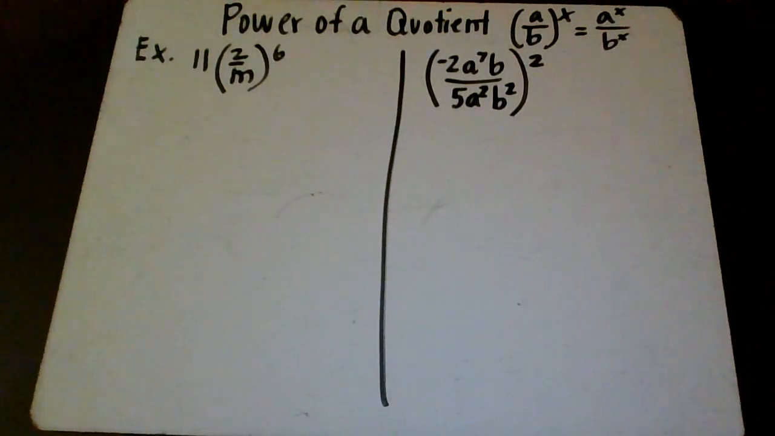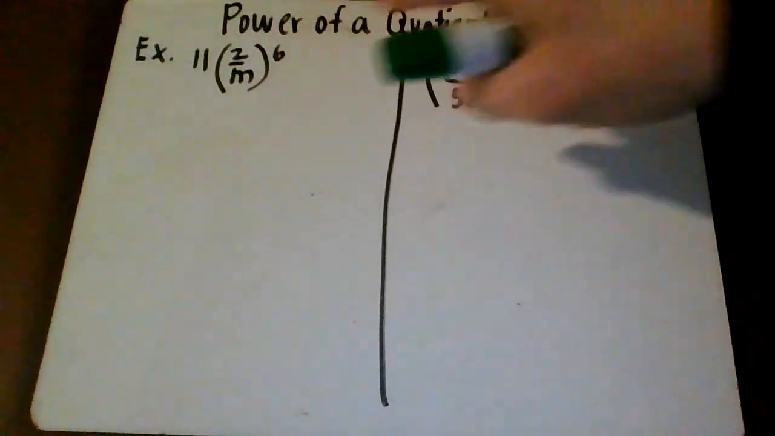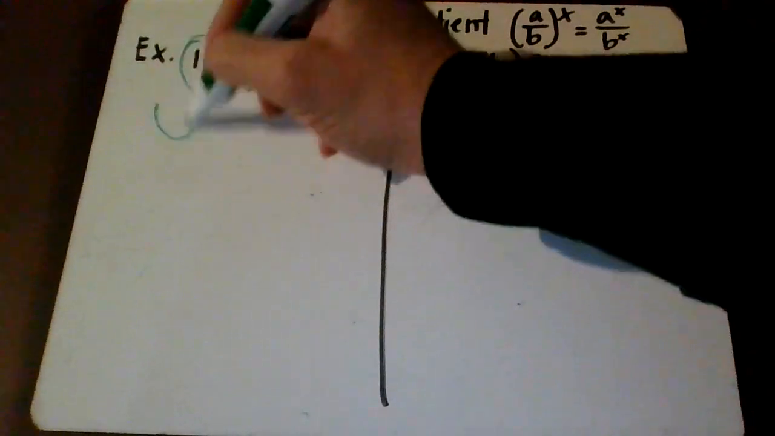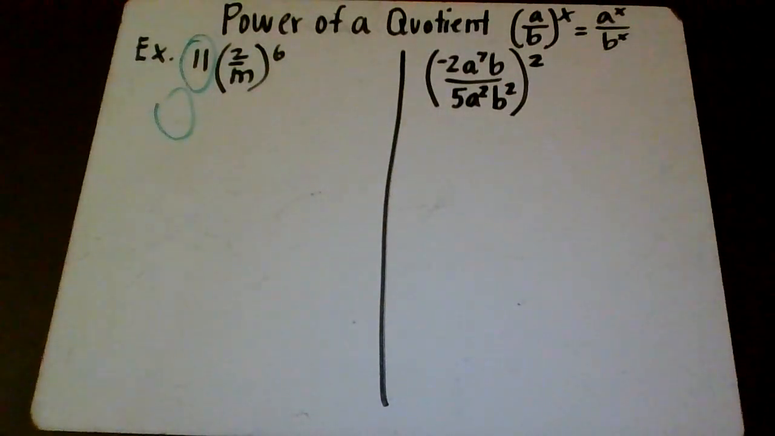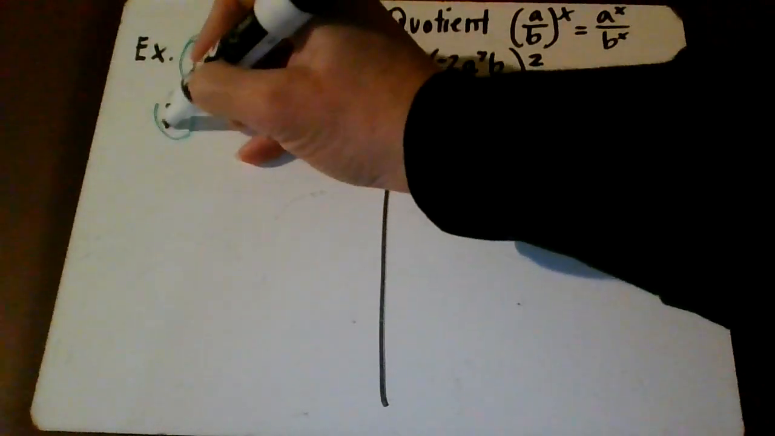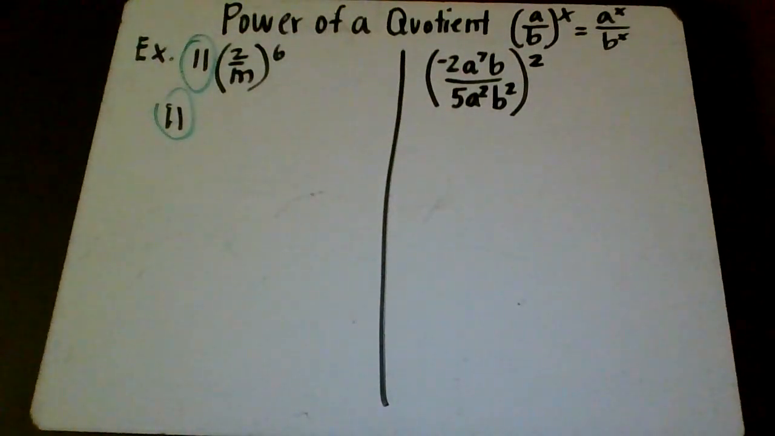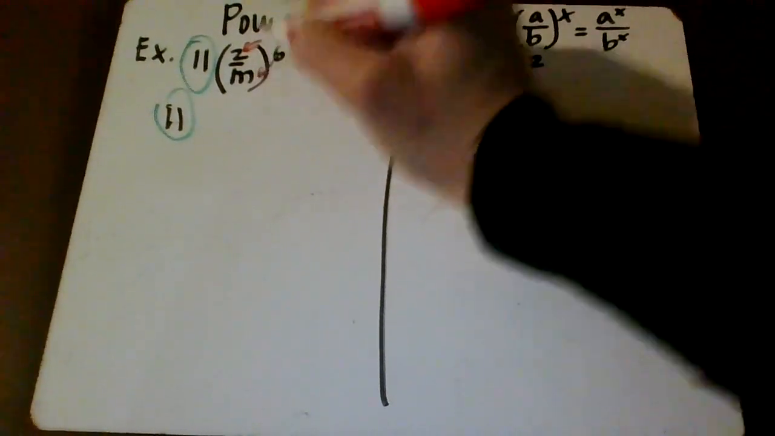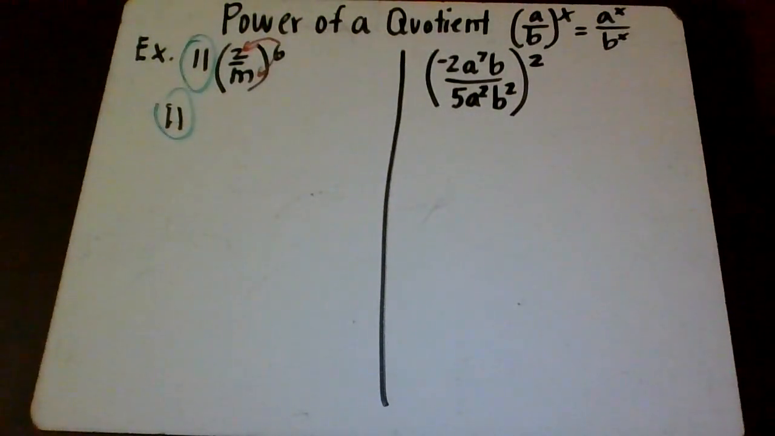This first one says 11 times this power of a quotient. There's nothing I can do with the 11. I'm just going to circle it with the green marker, and I'm just going to bring that guy down right now. We're not going to touch him at this point. Next, I'm going to concentrate on my power of a quotient. I'm going to distribute that 6 to both the numerator and the denominator.